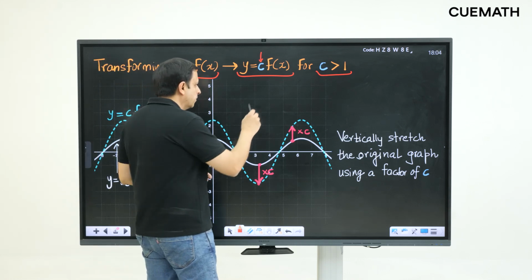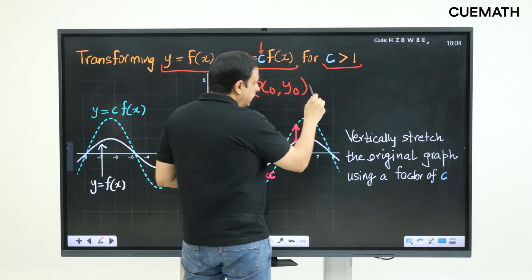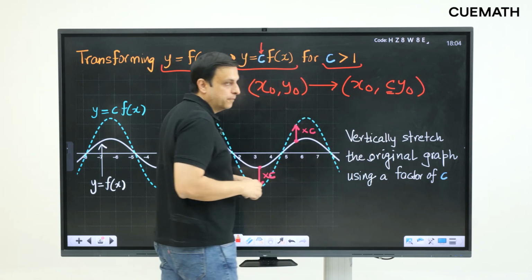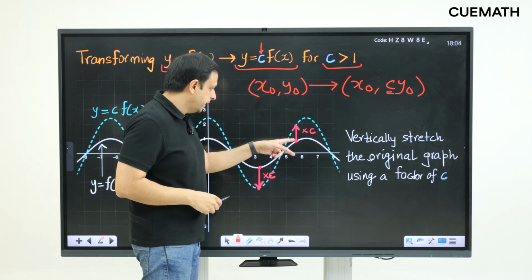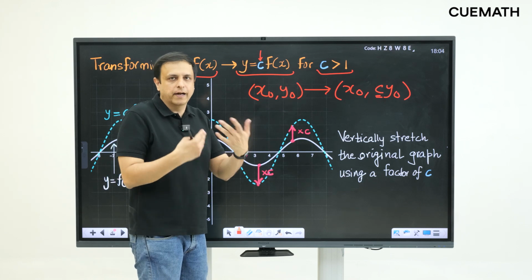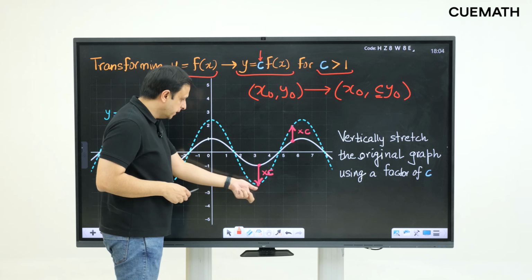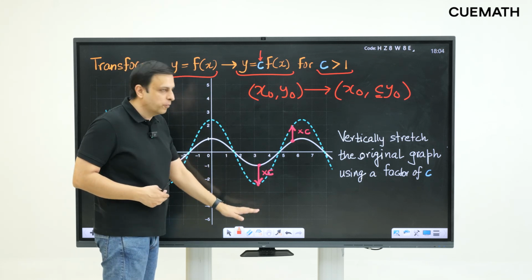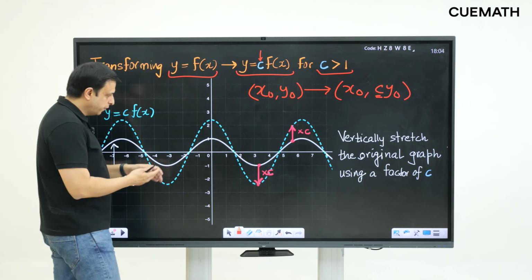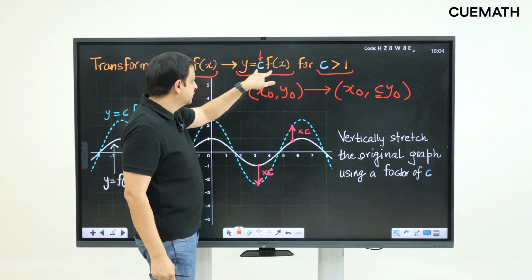And the reason that happens is because any point on the original graph, let us say x naught y naught, gets transformed to the new point x naught comma c y naught, and c is greater than 1. So, any point above the x axis gets transformed to a new point that has an even larger height. It has a y coordinate that is even more positive, and any point that is below the x axis will now get transformed to a new point that is even more below the x axis, because the y coordinate will become even more negative. And therefore, you see this vertical stretching that happens if you multiply the function with a constant that is greater than 1.